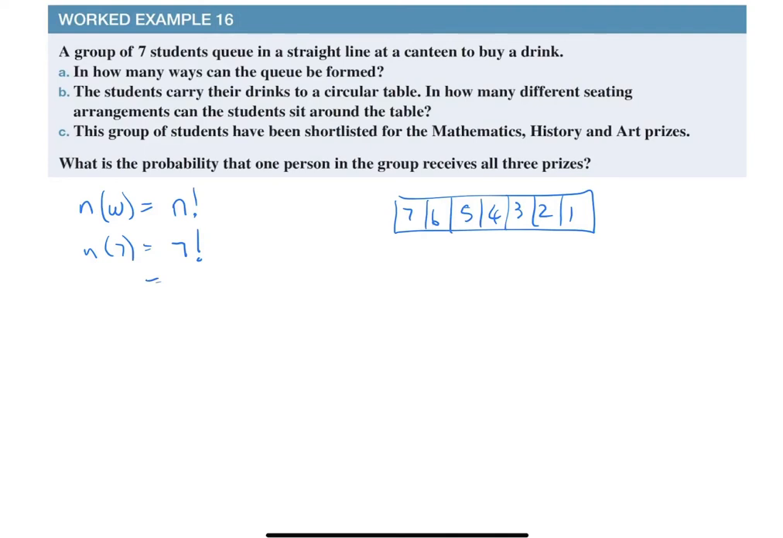So the number of ways for 7 people to queue is 7 factorial. You can do that in your calculator, or you can say 7 times 6 times 5 times 4 times 3 times 2 times 1, which you do in a calculator. If you don't have a calculator, you do it in your head, and you say that's 5040.